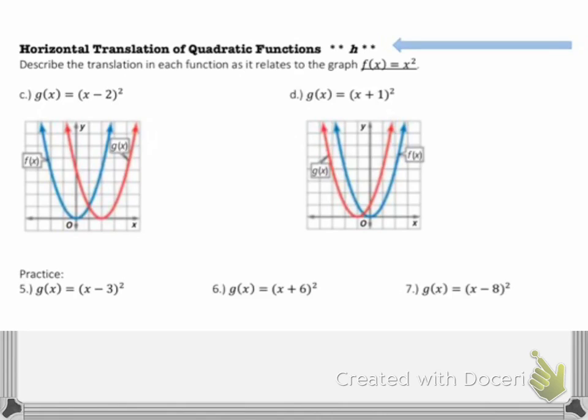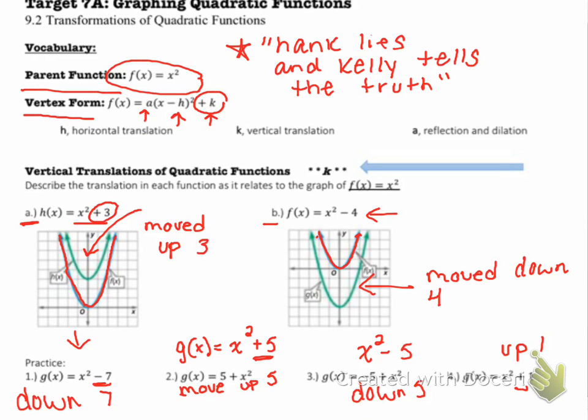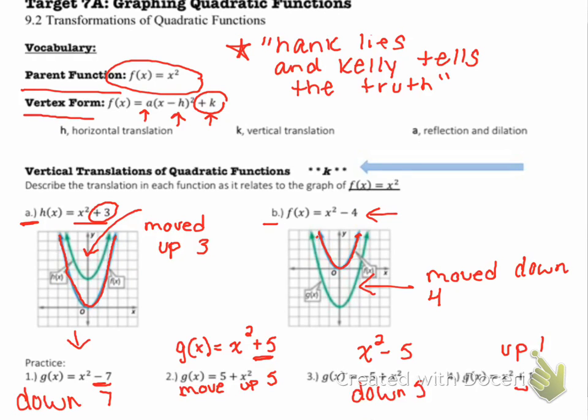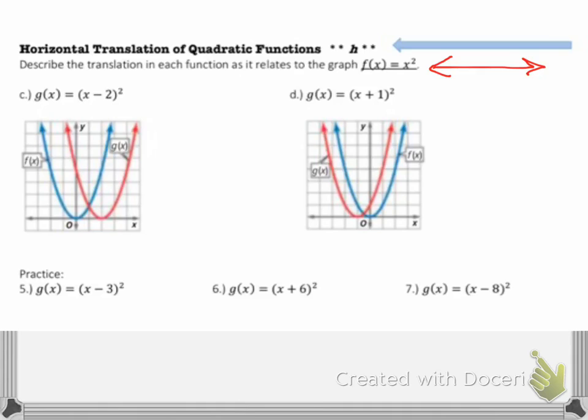Now, what does the number on the inside of the parentheses do? That's H. This is Hank. Hank lies, so Kelly told the truth. Whatever it said, plus 3 went up, minus went down. Hank is lying, and it's going to be a horizontal movement. Hank does this, Kelly does this, up or down. Hank is on the inside of the parentheses, as we'll see in example C. It says x minus 2.